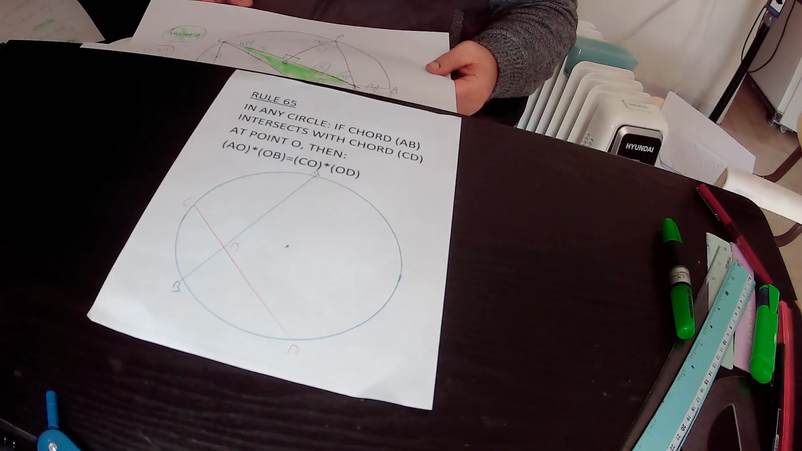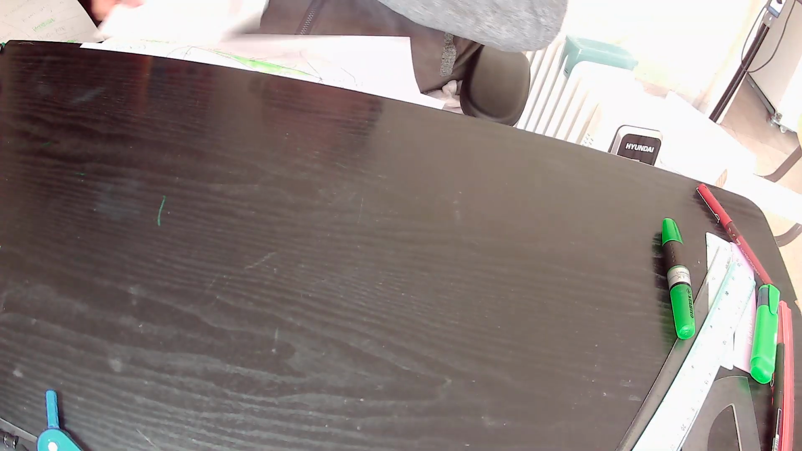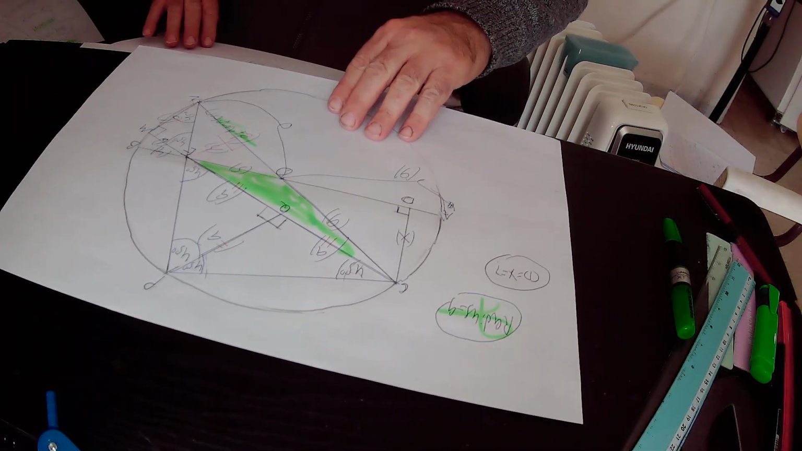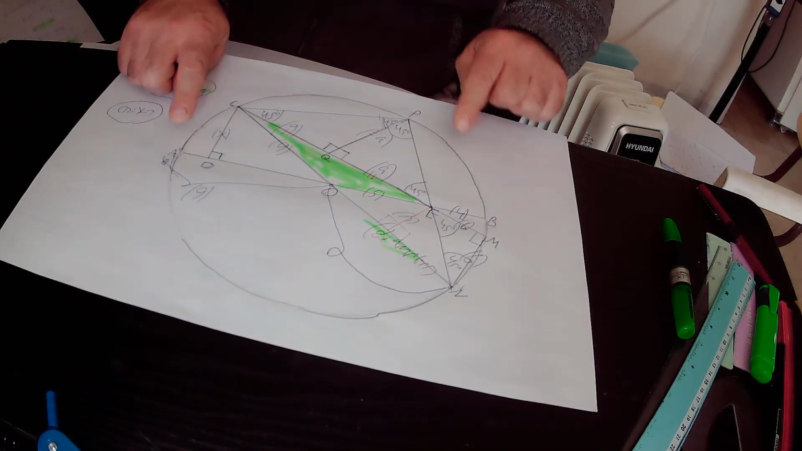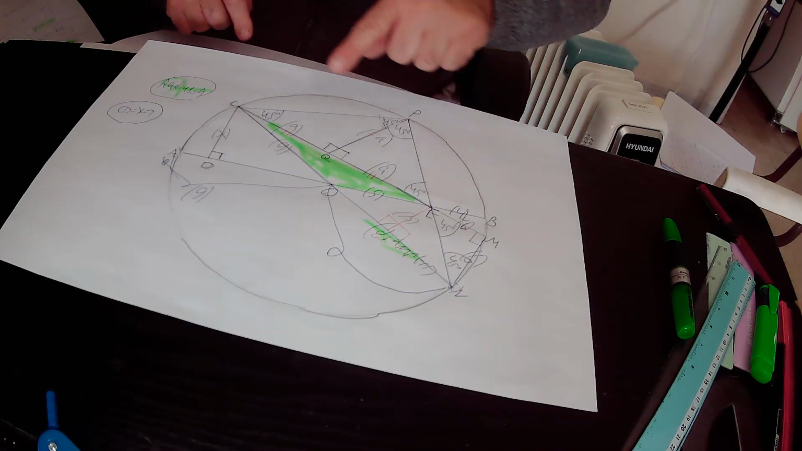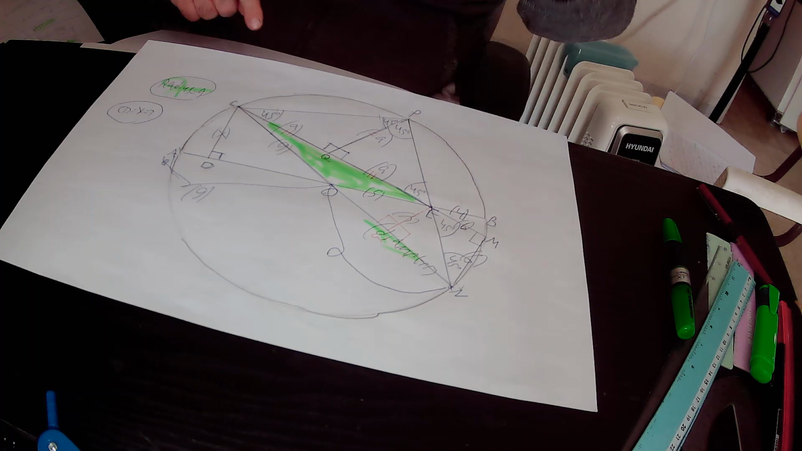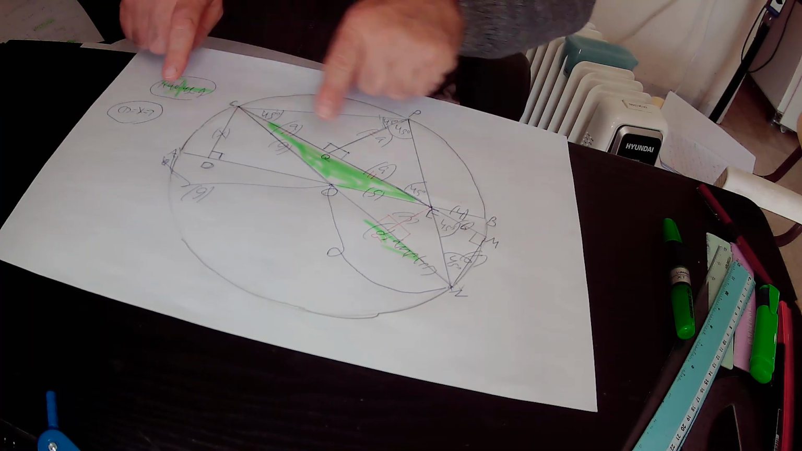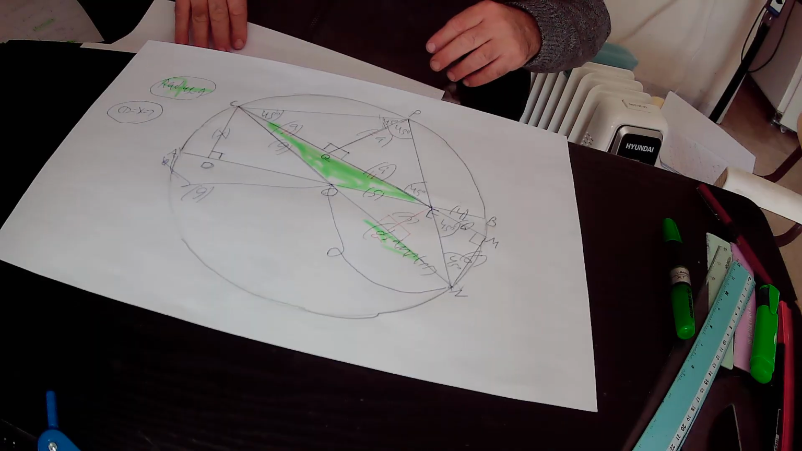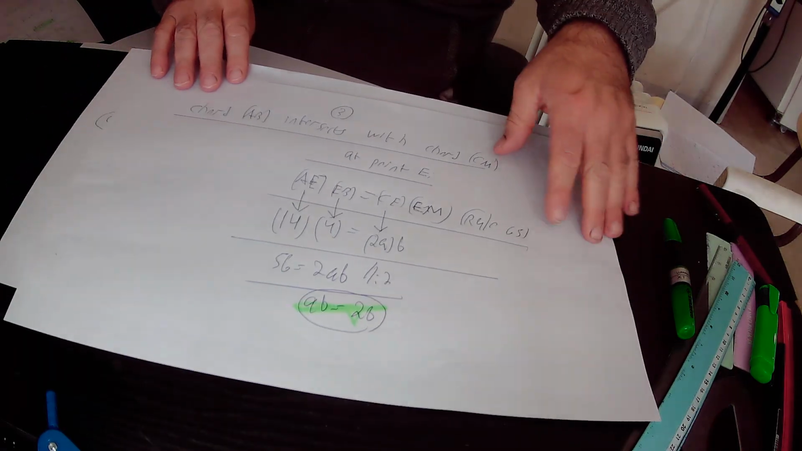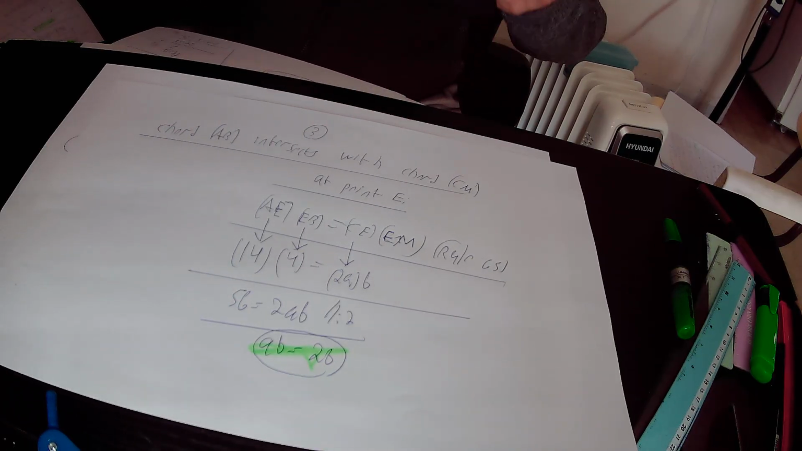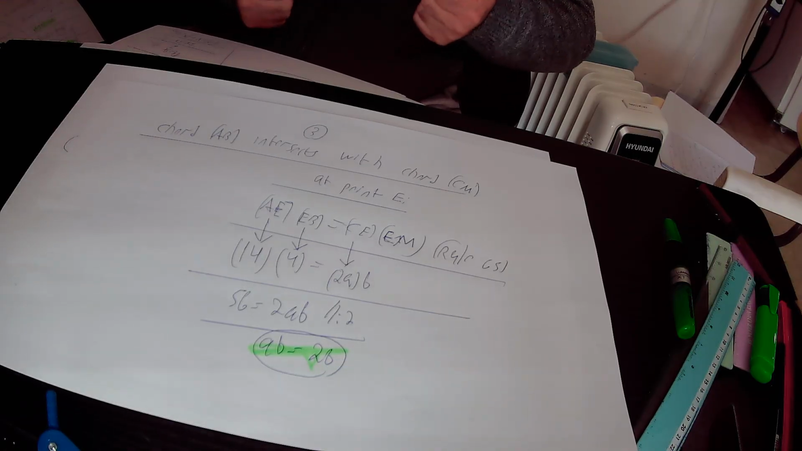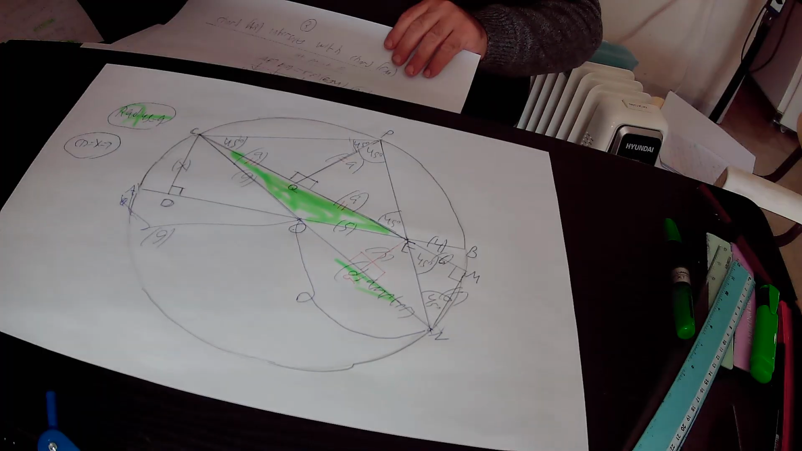We can implement Rule 65 in our drawing. Why? Because in our drawing, chord AB intersects with chord CM at point E. Again, chord AB intersects with chord CM at point E. Point E is the intersection point of chord AB with chord CM. So all the requirements of Rule 65 are satisfied, and therefore we can implement Rule 65 here. According to Rule 65, the following equation is true.